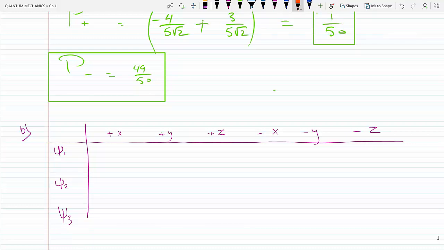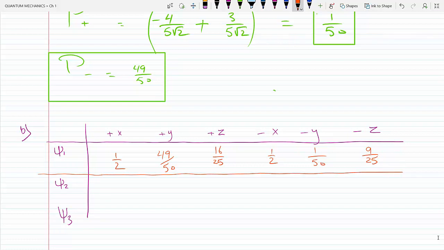Okay, so for psi 1, this turned out to be 16 over 25, which means this one would have to be 9 over 25, and this one is a half, which means this one is a half, and the y was 49 over 50, which makes this 1 over 50.